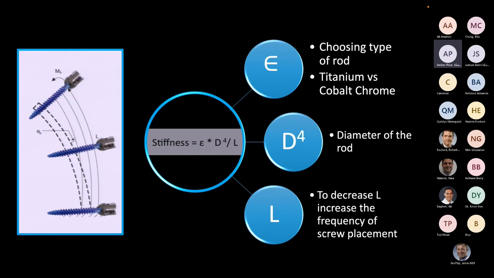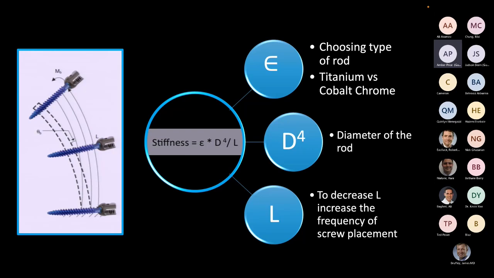So the first is by choosing the rod type. This has to do with the Young's modulus of the different components or rod types that you might choose, for example using a titanium rod versus a cobalt chromium rod. The diameter of the rod also plays a very important role, and you can see that it is to the 4th power. So the diameter of the rod is a very powerful component when you're trying to change the stiffness of your construct.